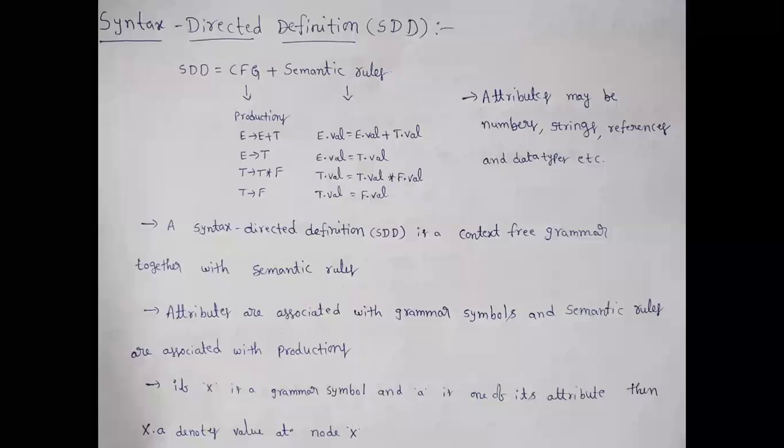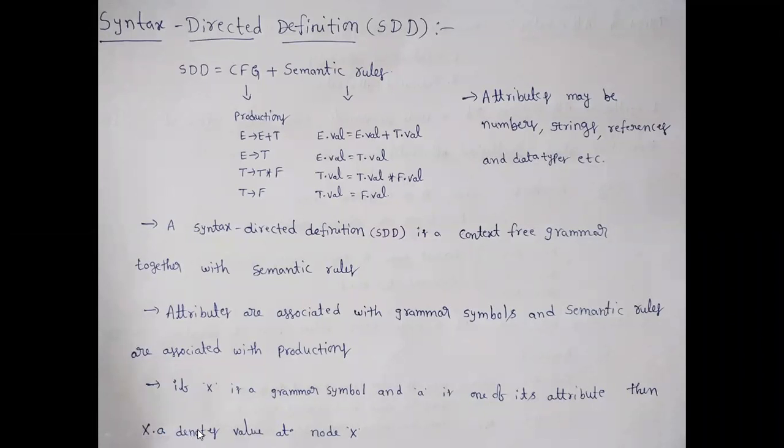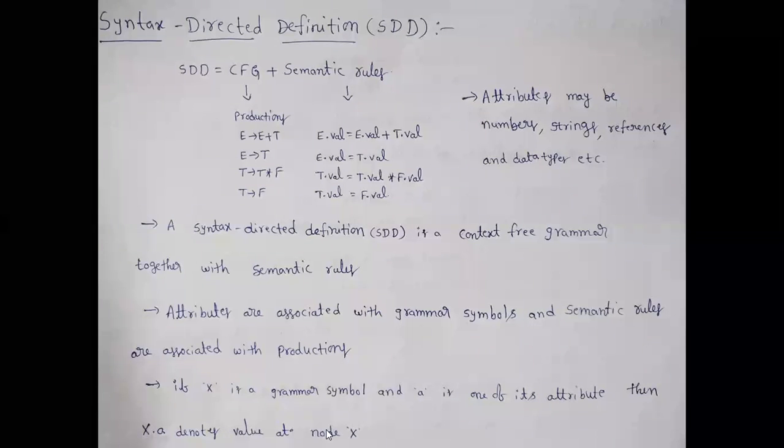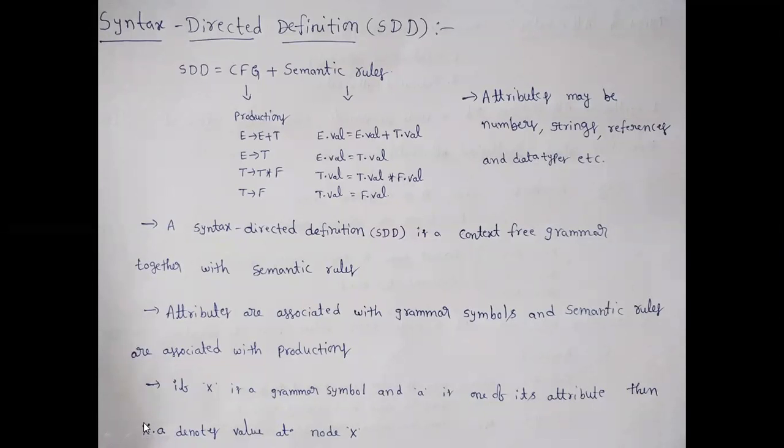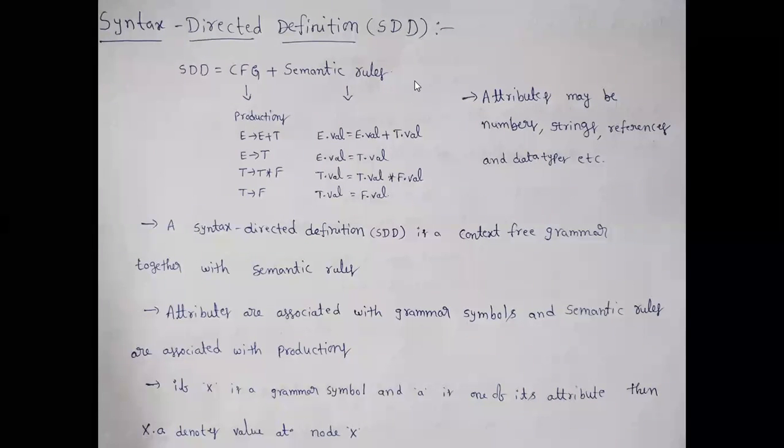Then we are writing X dot A. So this X dot A denotes value at node X. So A is a value that is present at node X. Okay, so this is the third point and we are writing one more point here.